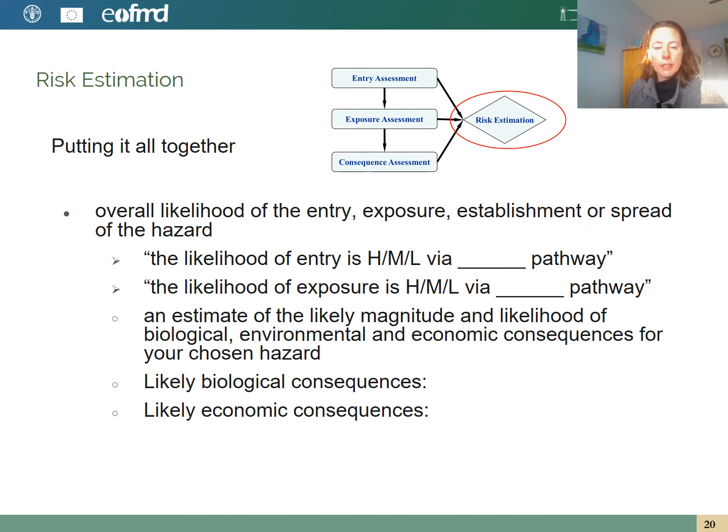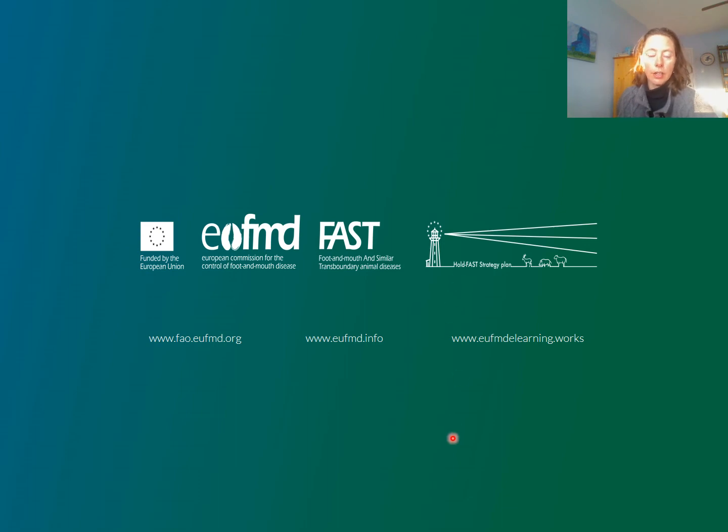Following the consequence assessment, the next step is to put everything together into the risk estimation. And this just summarizes the likelihood of entry, of exposure, and describes the consequences so that the reader has all of these assessments together in one place. And that concludes my presentation on risk assessment.